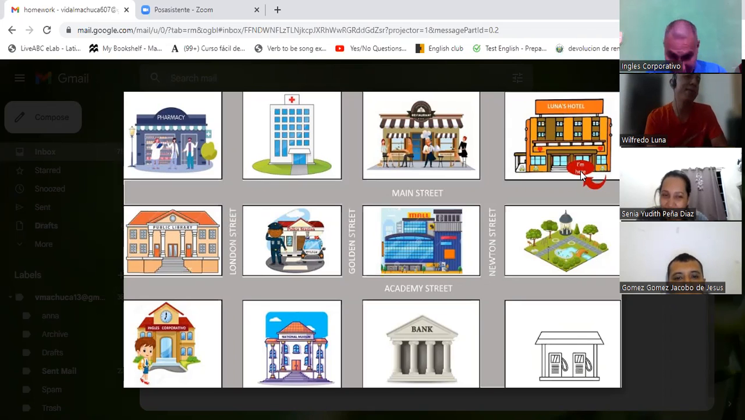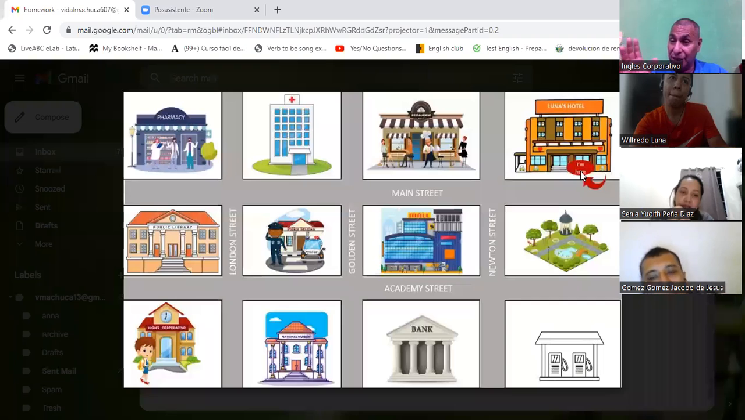Okay, thank you. Teacher, we are going to suppose I am at Inglés Corporativo right now. Could you tell me how I can get to the gas station? The gas station, yes, of course. It's easy. All you have to do is go on Academy Street, and after the second block, it's going to be right there on the corner of Newton Street and Academy Street. So you can go on foot if you want to.